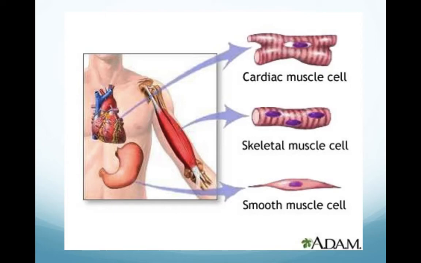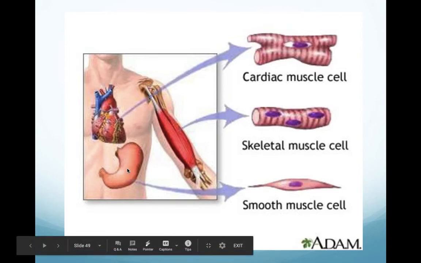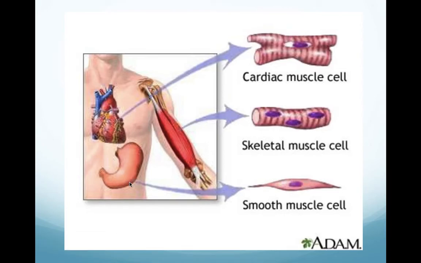Skeletal muscle, you can see right here, is attached to the skeleton. That's why we call it skeletal muscle. Cardiac, cardi meaning heart, so this is in your heart. And smooth muscle is in all of your hollow structures like your stomach, your trachea, your blood vessels. For each of these, you need to know where it's located and characteristics of each.